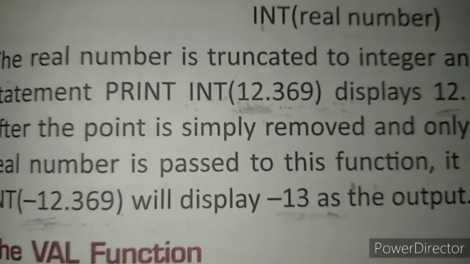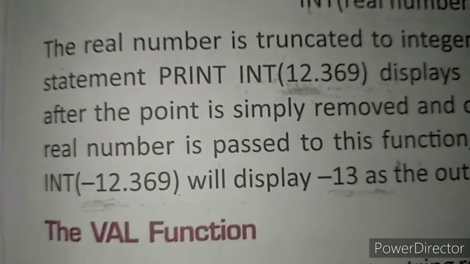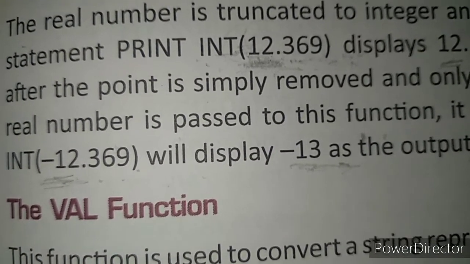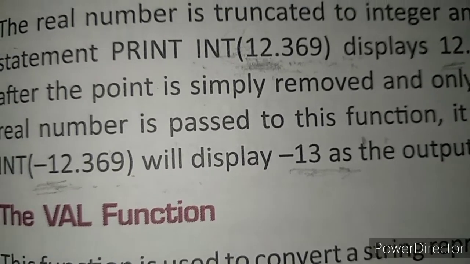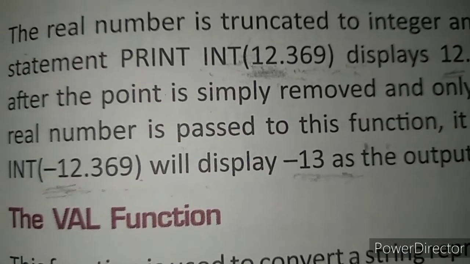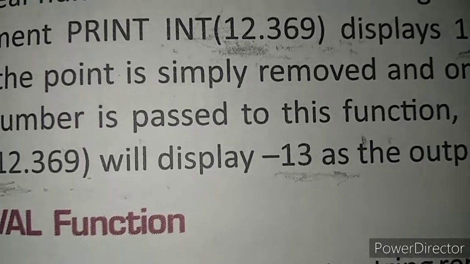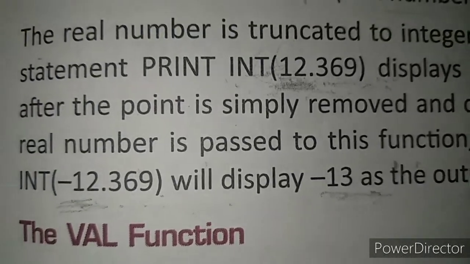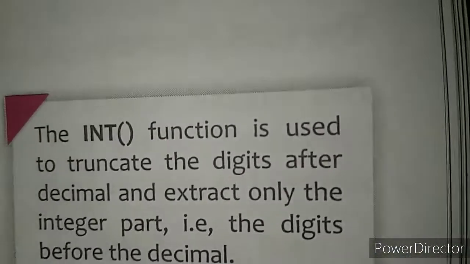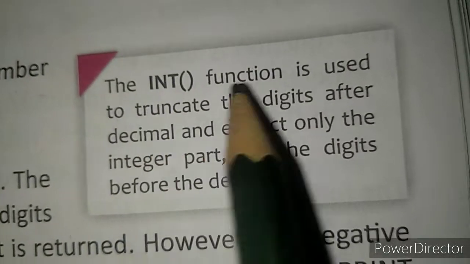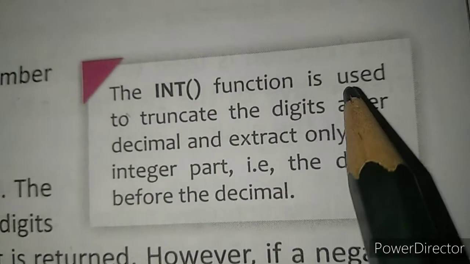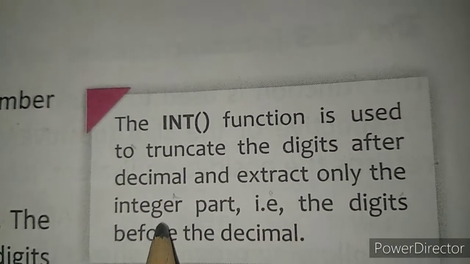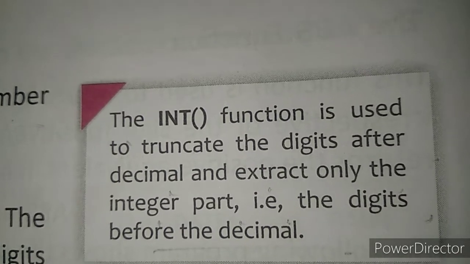Is it clear? It means the integer function is used to find out the integer value of a real number. If it is positive, the integer portion is shown and the portion after the decimal is not shown. And if the number is negative, then the next lower number is shown as a result. So it is clear. Now here one thing has been given. If someone asks what is the function of int, then the int function is used to truncate the digits after the decimal and extract only the integer part, that is the digits before the decimal.